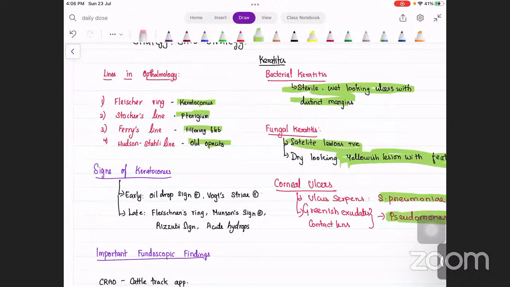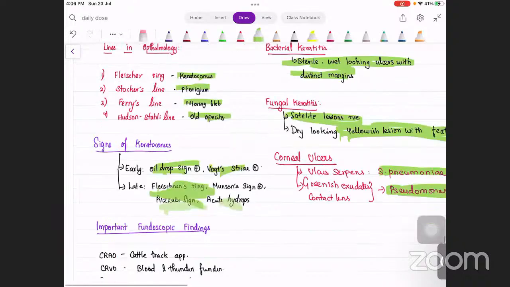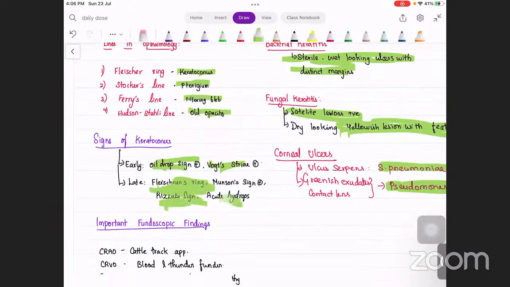Then you have the signs of keratoconus. Early keratoconus you may associate with the oil drop sign and Vogt's striae, and late is associated with Fleischer's ring, Munson sign, Rizzuti sign, and acute hydrops. All of them are named signs, which is very, very important, people.